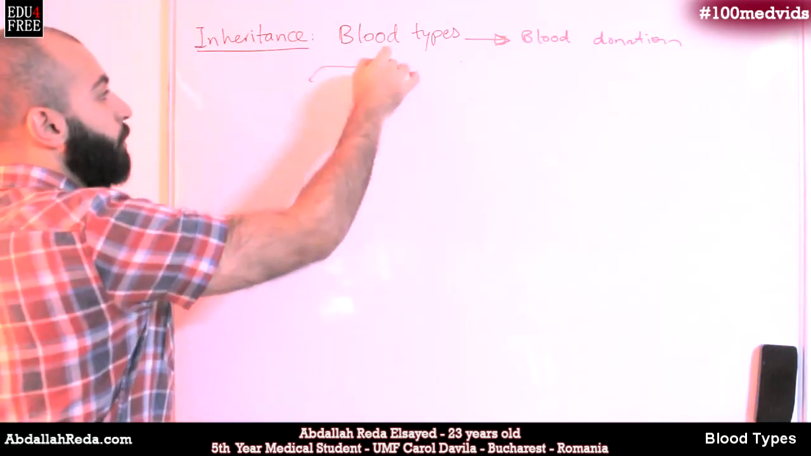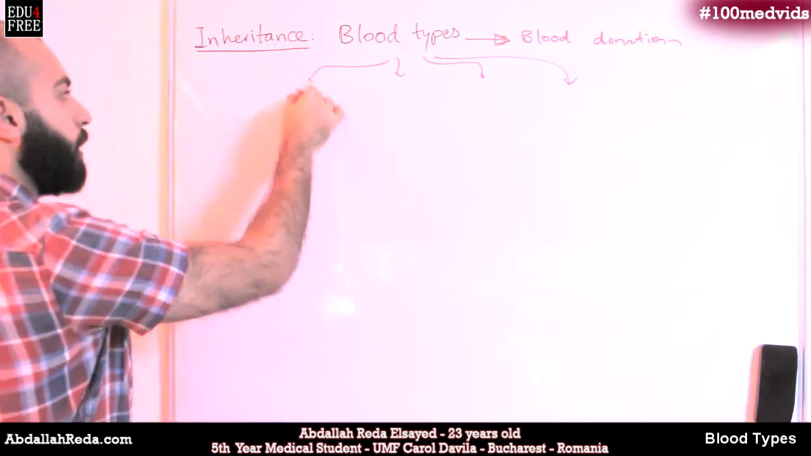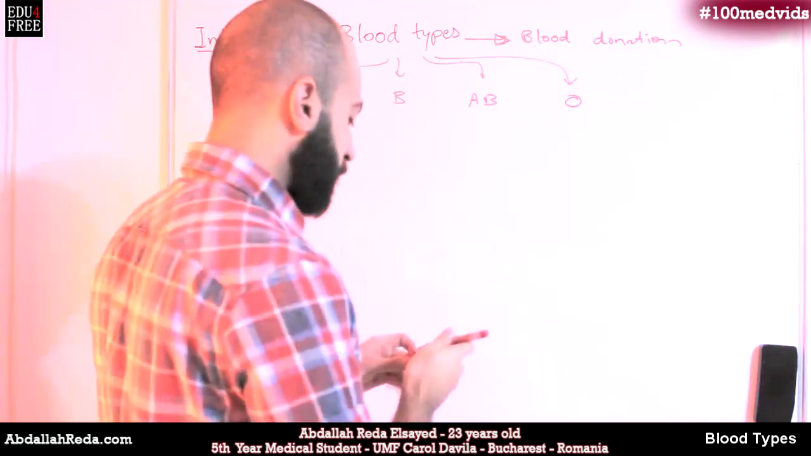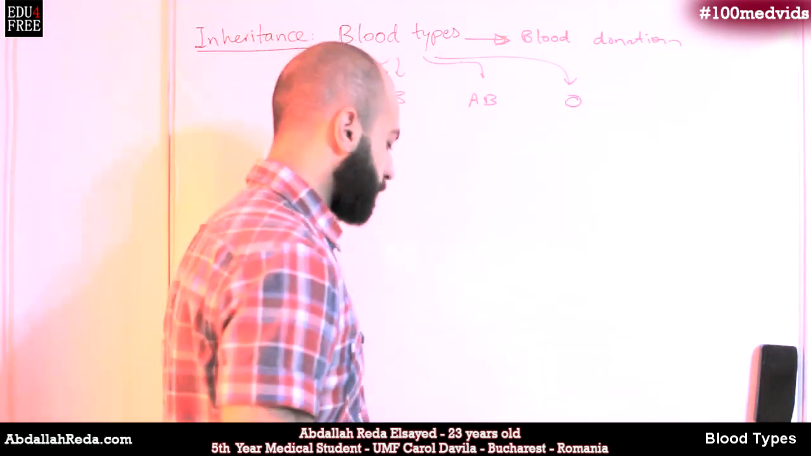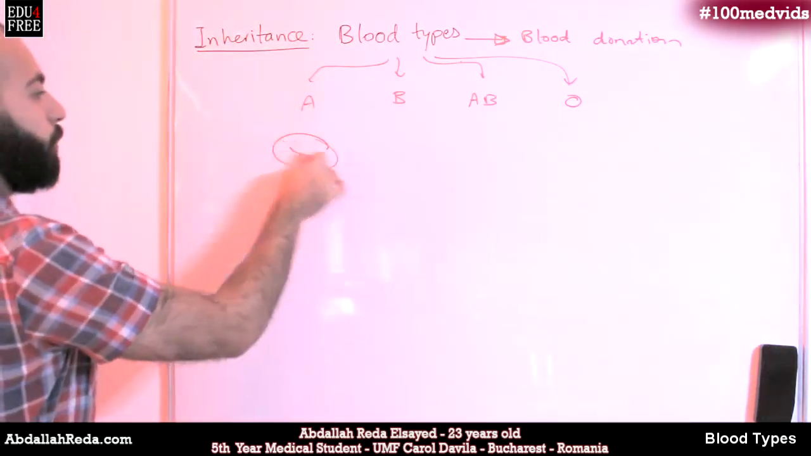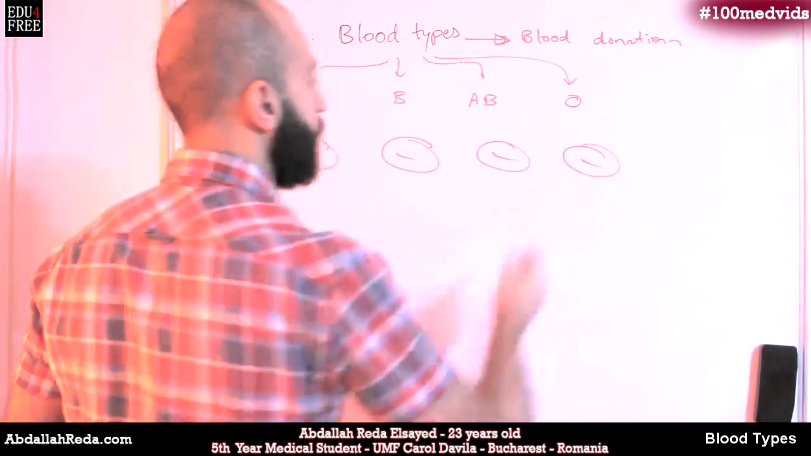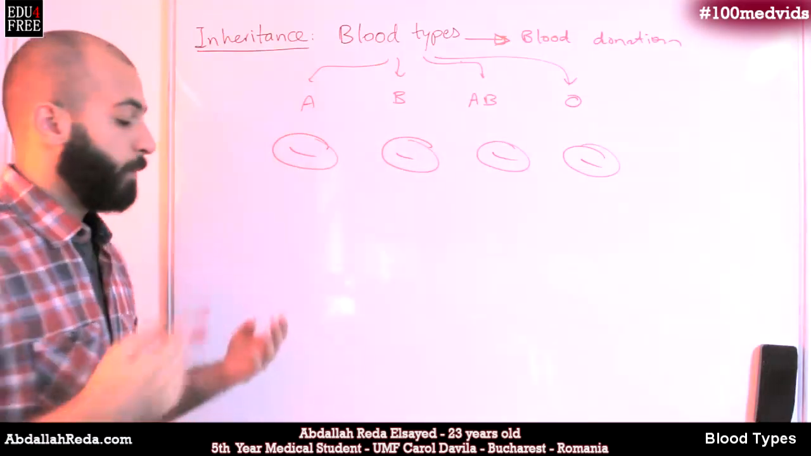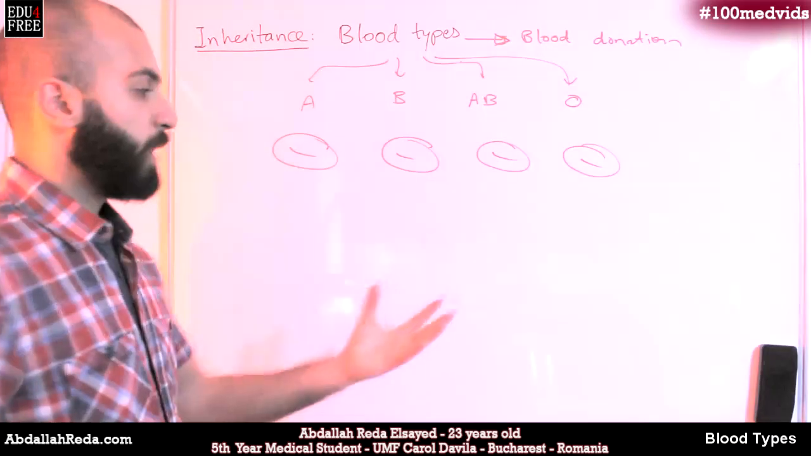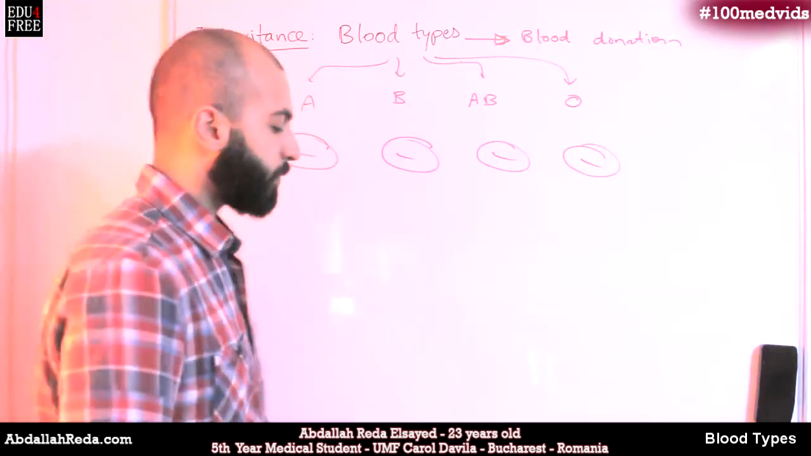We have four main blood types that we know, which are A, B, AB, and O. And why is that? Basically, we have our red blood cells. The red blood cells are found inside the blood, and they run through the bloodstream in the fluid part of the blood, which is called the plasma.